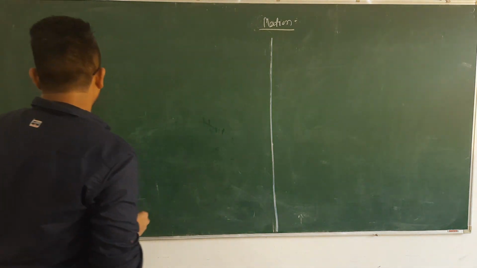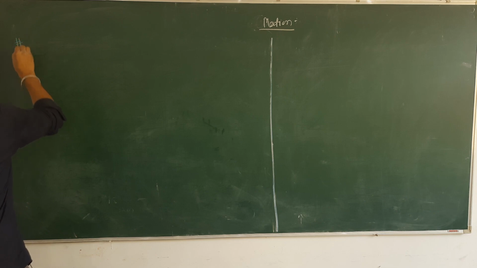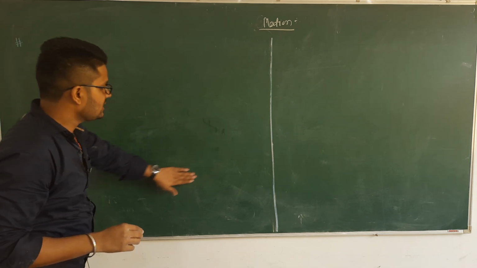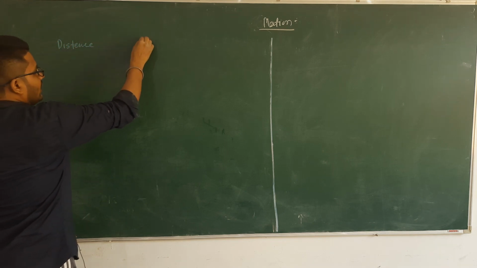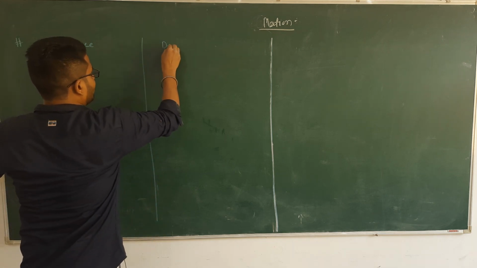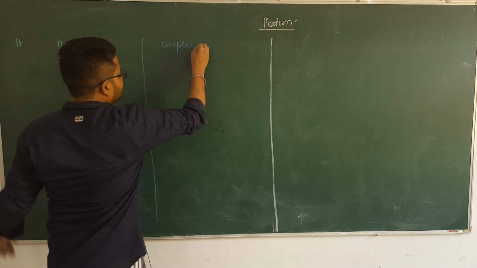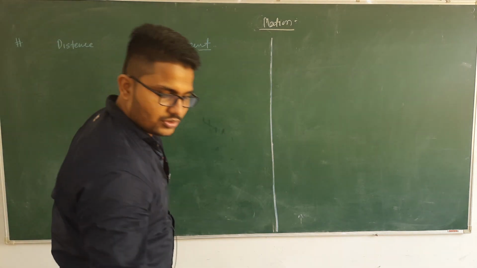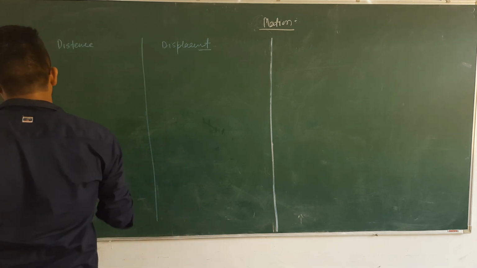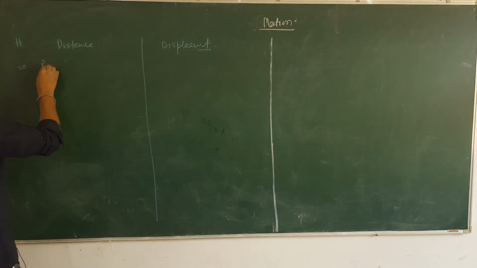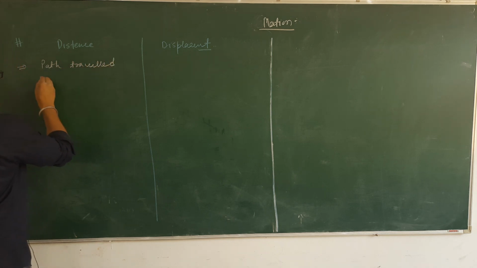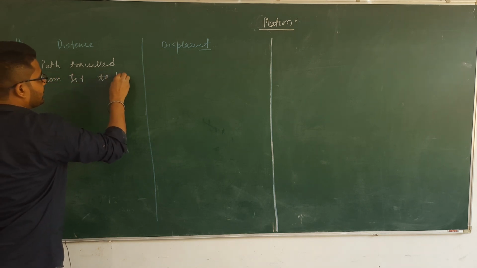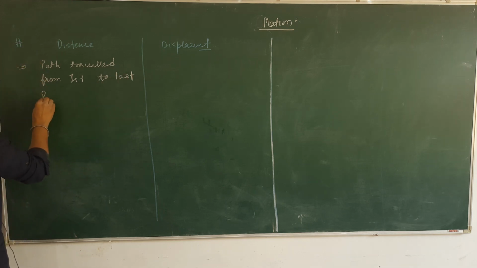Okay, beta. So the first topic is we will differentiate between distance and displacement. So what is distance? The path traveled from first point to last point.